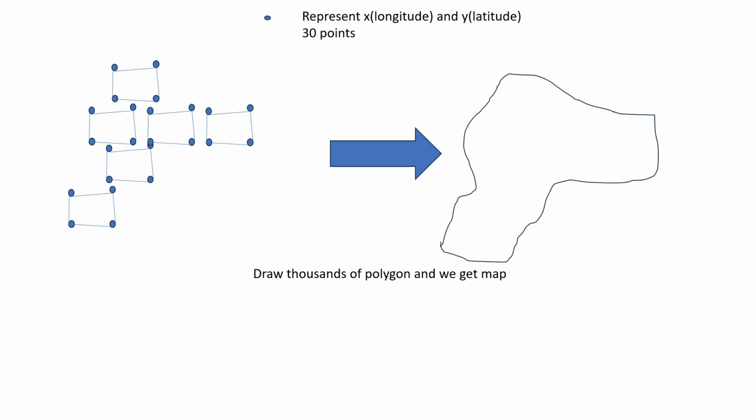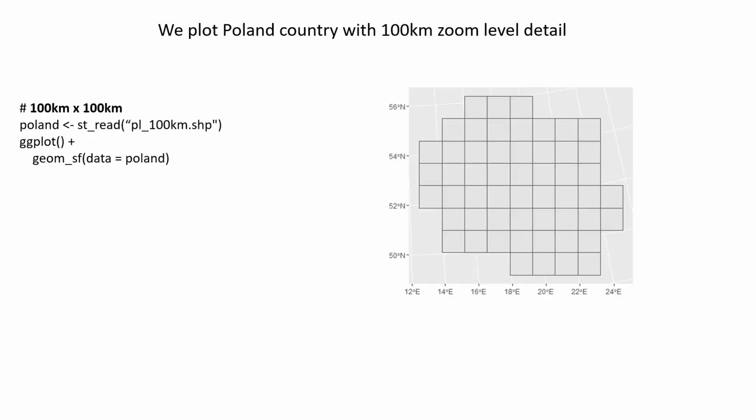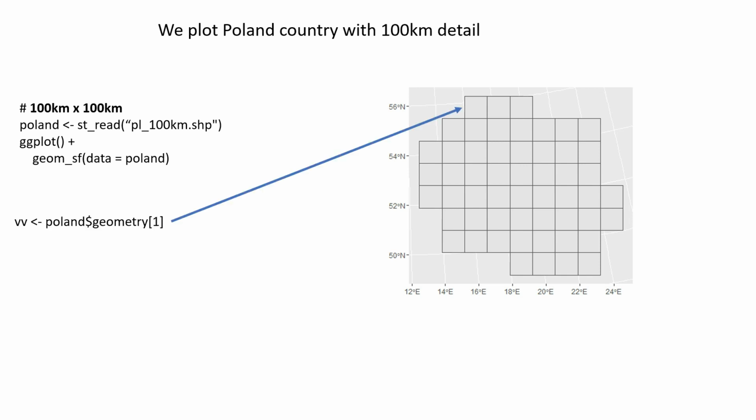And this is how computers render the maps. Let's see the demo here. I am using the st_read function, and I just give the data to the geom_sf function, and that's it. And it will create the map for you. If you want to extract the first square, you can do that.